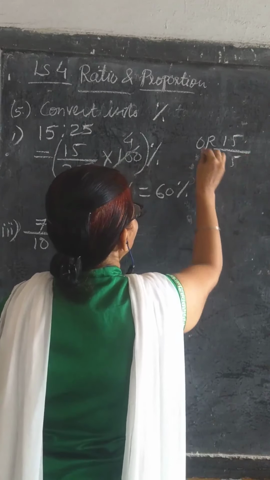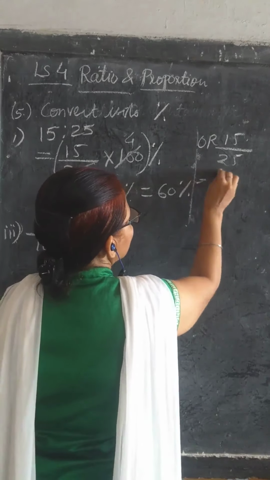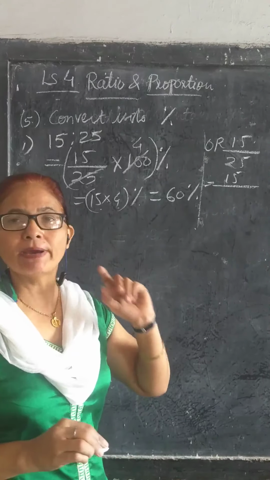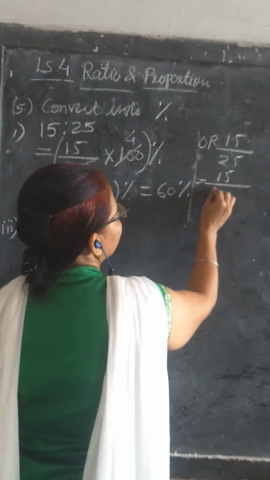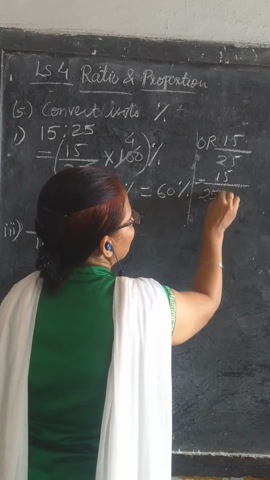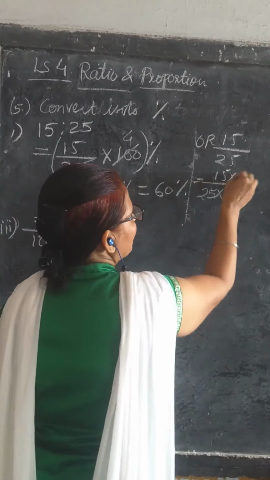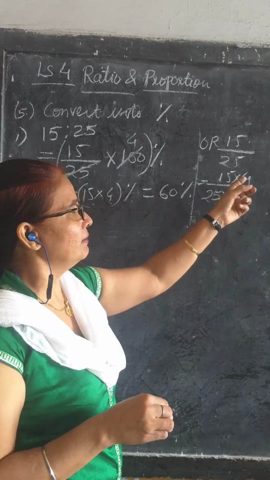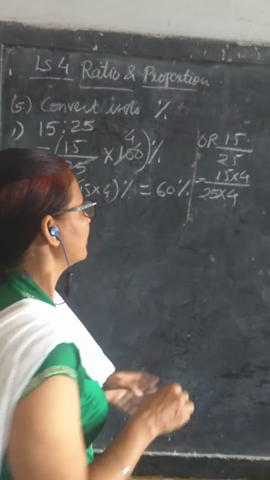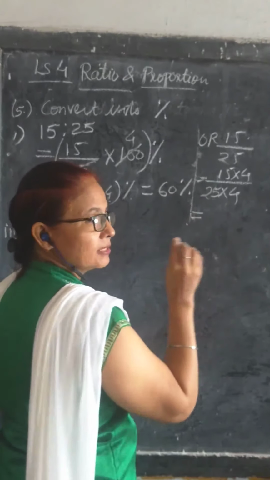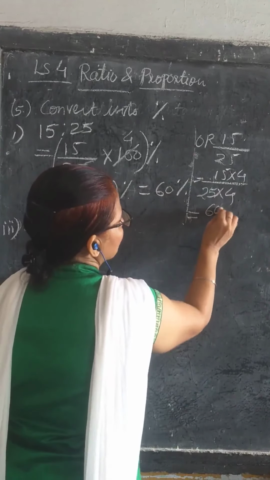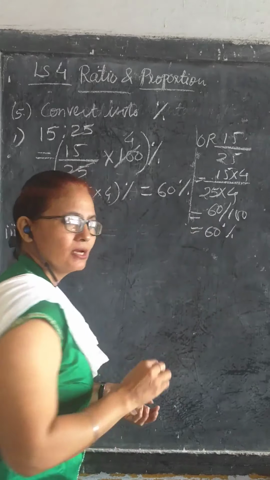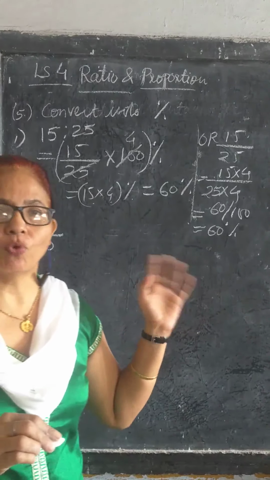Suppose you have 15/25. Now you can see in the denominator you have 25, and 100 is divisible by 25. It means to make the denominator 100, you have to multiply by 4. And in the numerator also you multiply by 4, because in a ratio you multiply the numerator and denominator by the same number so that the ratio remains unchanged. Now 15 fours are 60, so 60/100, and 60/100 means what? 60%. So it's your choice in what way you want to do it.